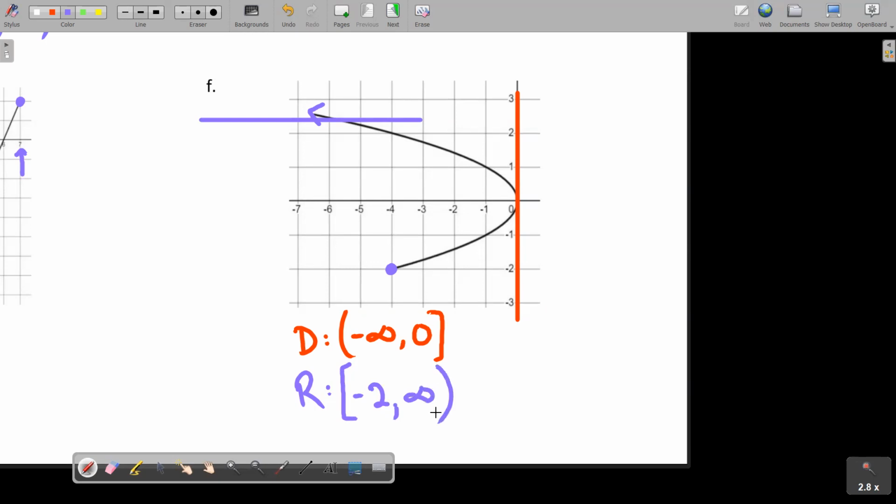Is that one a function? No way. Fails the vertical line test. You can see it anywhere in this region where I'm moving that red line. That's a fail. Fail, fail, fail. Those are all fails. You'd say, well, it passes over here. Whoop-de-doo, right? If it fails anywhere, it's not a function. Any questions on page 1?